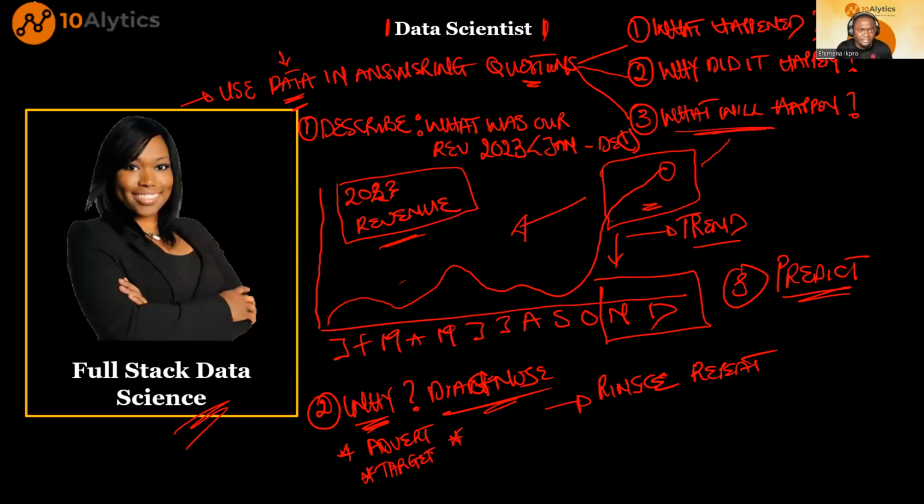When they say hot cake, hot in the market, hot in demand, they're always looking to hire data scientists, it is because of this key word here: to predict what will happen in the future. Not everybody can do that. Trust me, not everybody can predict what will happen in the future.